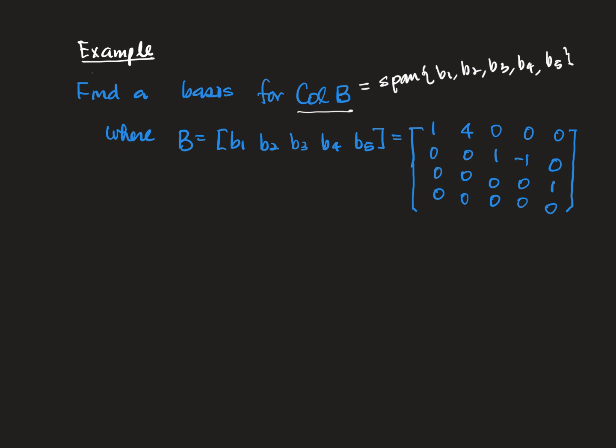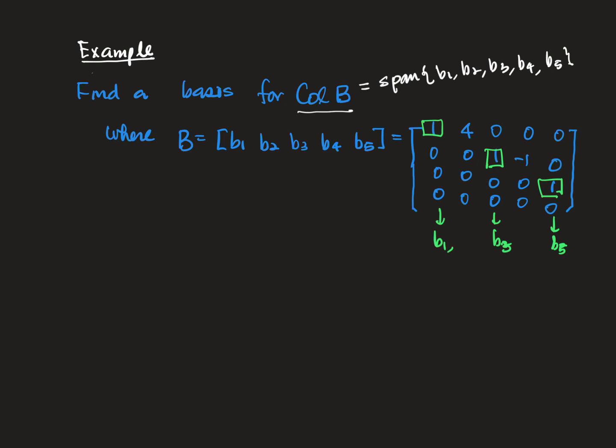When you see this matrix is already in reduced echelon form, let's find the pivots. Quickly, the pivot is right there, so that's a pivot column. The second column has no pivot. Here is a pivot. The next column has no pivot. Here is a pivot. So the pivot columns are B1, B3, B5.